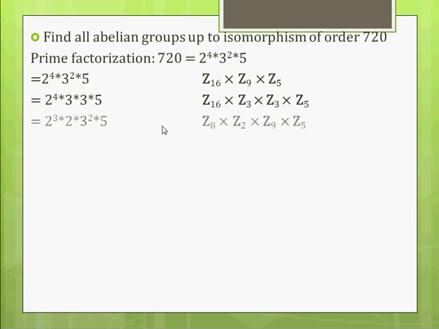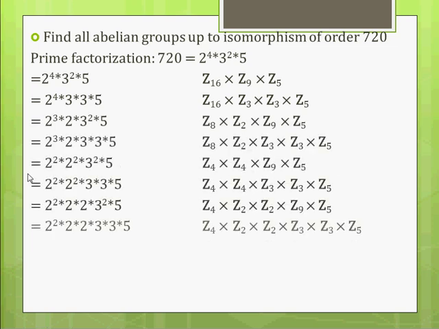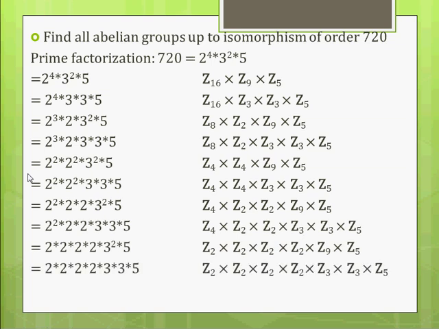And notice, well, I'll tell you at the end here. So here's the rest of the groups. If you want to pause it and look at them all at once, that's fine. If not, that's fine too. But you should notice that the order of each of these is 720. So we get the order by multiplying these subscripts here.